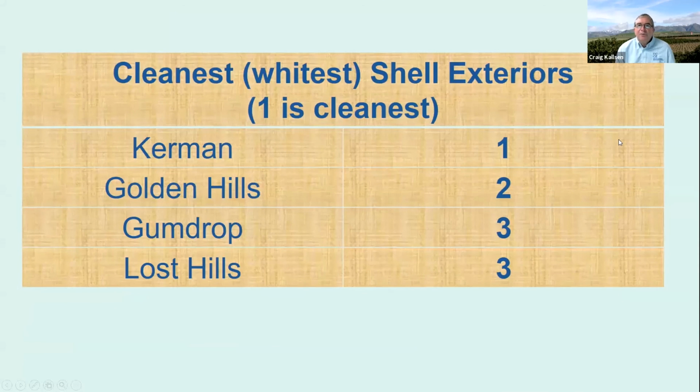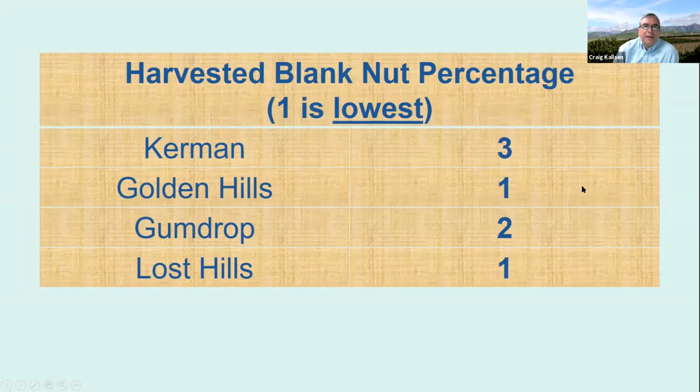Who's got the cleanest or the whitest shell exterior? You don't get paid for this really, but it is bad if you do get dark stain. Those aren't sold. You don't get paid for the weight of the shell if you've got dark stain. So I think Kerman has the whitest shell of these. And there just seems to be more staining with Gumdrop and Lost Hills. Golden Hills is very close to Kerman.